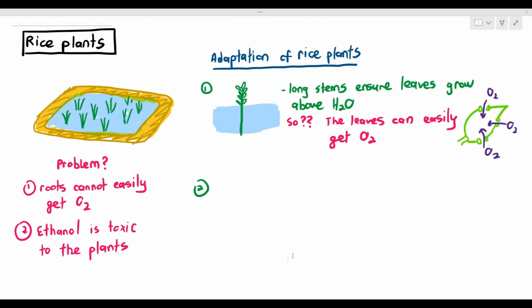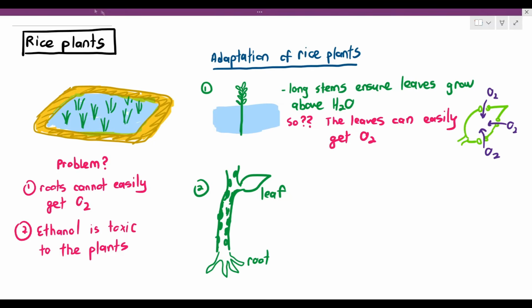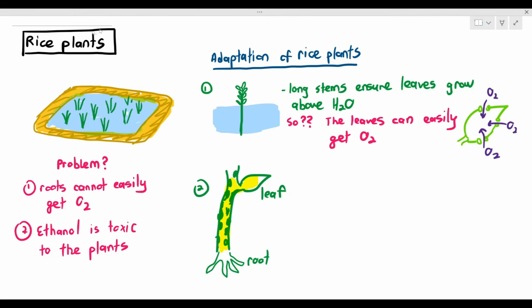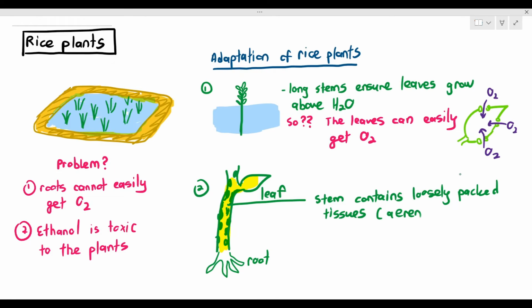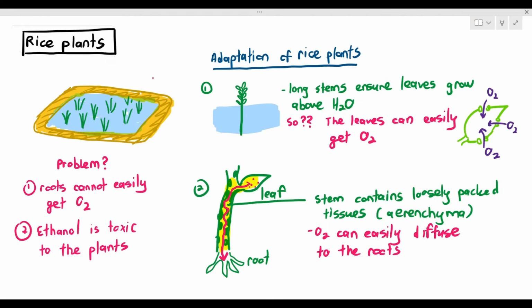That is where the second adaptation comes in. Between the leaf and the roots, obviously it's connected by the stem. The stem is actually full of loosely packed tissues known as parenchyma. Parenchyma just basically means the cells in the stem of the rice plant are loosely packed to create air spaces. So you can see those empty spaces in between there. Why is that good? Because the oxygen from the leaf can easily diffuse to the roots. And if it easily diffuses to the roots, that's a good thing.